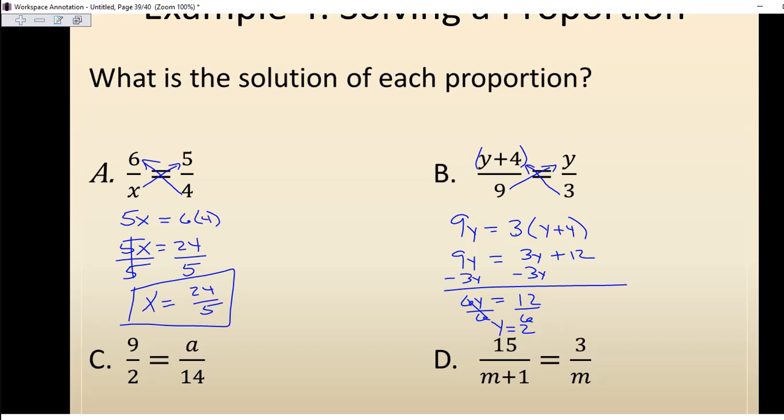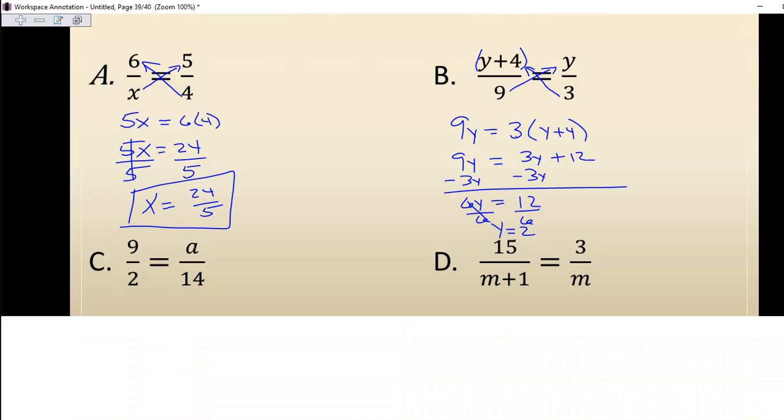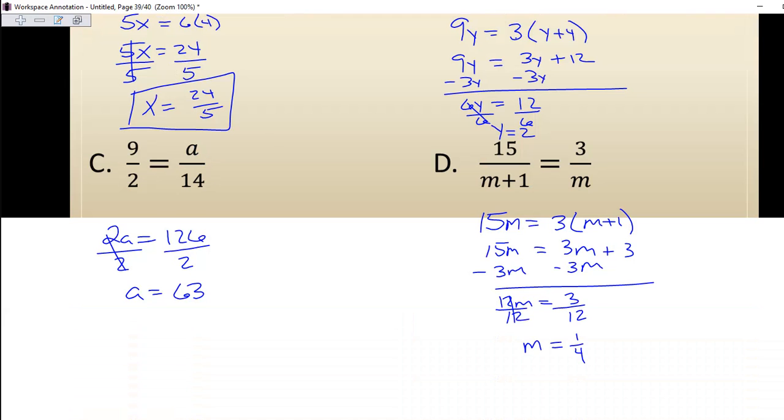So I want you guys to try parts C and D. Pause the video, come back and check your answer when you're done. So in this problem, we do 2 times A equal to 9 times 14, which gives us 126. We divide it by 2 and get A is equal to 63.